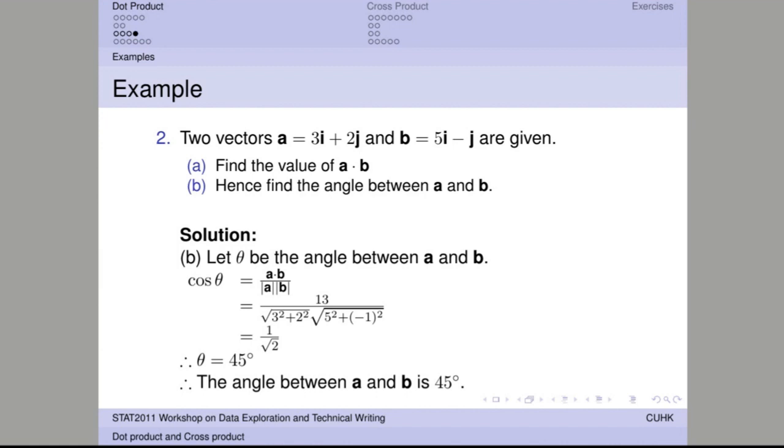Part B. Hence, find the angle between A and B. First, let theta be the angle required. Then, by change of subject, cosine theta equals vector A dot vector B over length of A times length of B. After calculation, cosine theta equals 1 over square root 2, then theta equals 45 degrees.